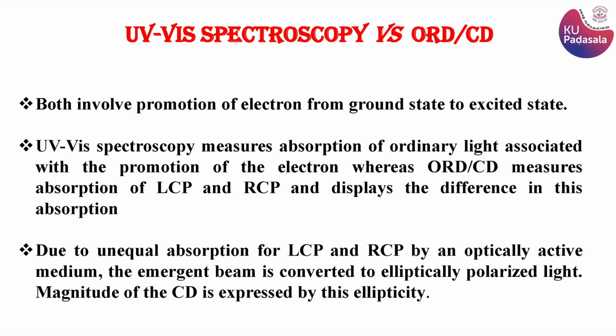And because of this differential absorption, the light emerging from a CD will be elliptically polarized light, and this ellipticity determines the magnitude of the CD that you obtain. Whereas in case of UV visible spectroscopy, the ordinary light is emerging out from the medium. Some gets absorbed, some gets transmitted, that is all. So, I hope now you understand the difference between UV visible spectroscopy and CD.